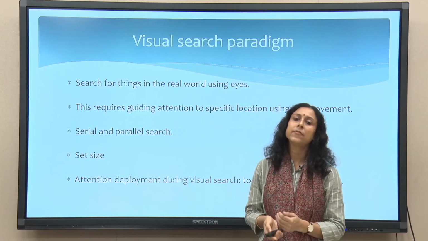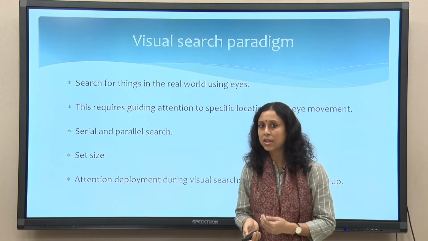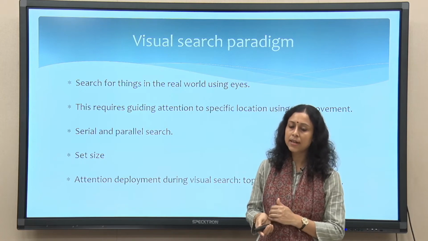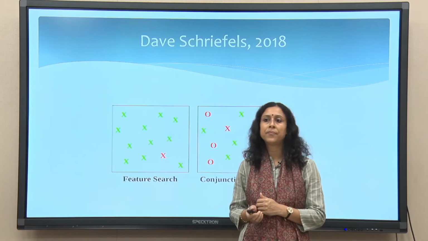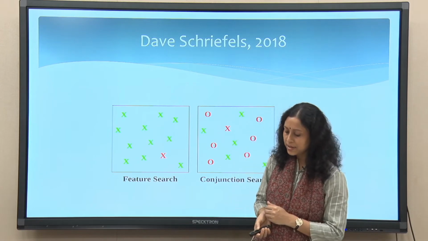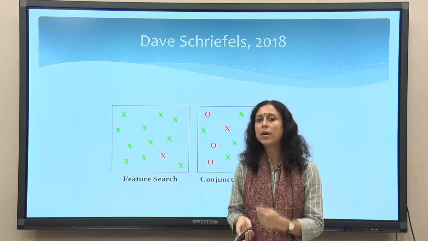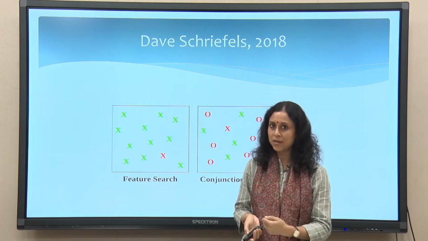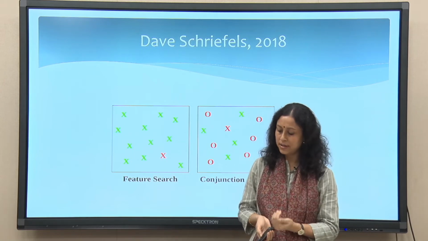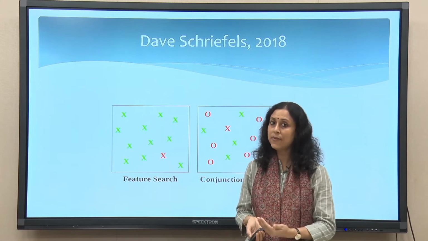Set size basically refers to how many distractors there are in a given scene with respect to the target object. For example, this is a typical example of visual search. In the first case, it is called feature search. In feature search, there is only one object that stands out. It is different only in terms of the feature, which is the red color in this case. So, if you have to search for the red X, you can easily find it.